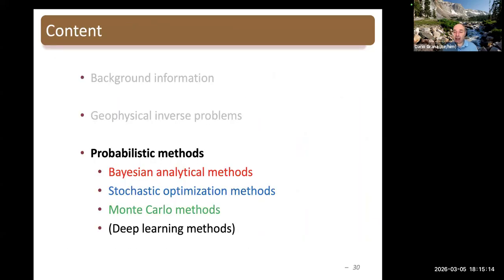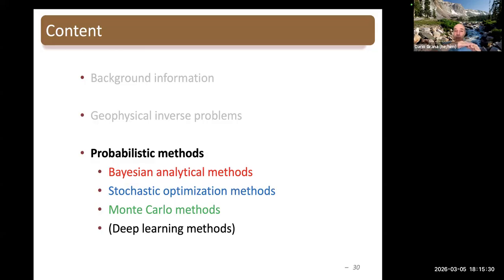So in the next 10-15 minutes, I'm going to go through different probabilistic methods. I'm going to start with Bayesian analytical methods. In this case, the goal is to try to estimate analytically the posterior distribution.